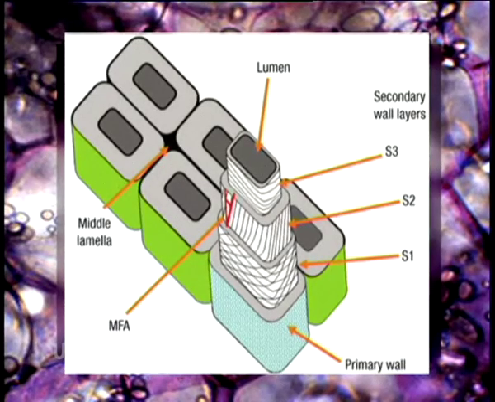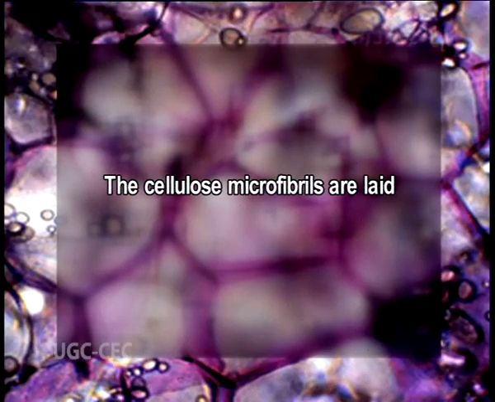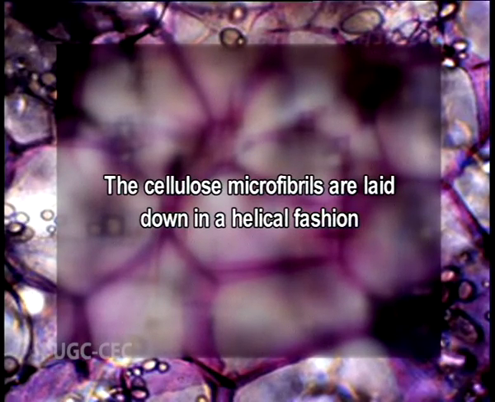The first formed secondary wall layer is the S1 layer, which is adjacent to the compound middle lamella, or technically the primary wall. This layer is thin, characterized by a large microfibril angle. That is to say, the cellulose microfibrils are laid down in helical fashion, and the angle between the mean microfibril direction and the long axis of the cell is large, that is up to 50 to 70 degrees.